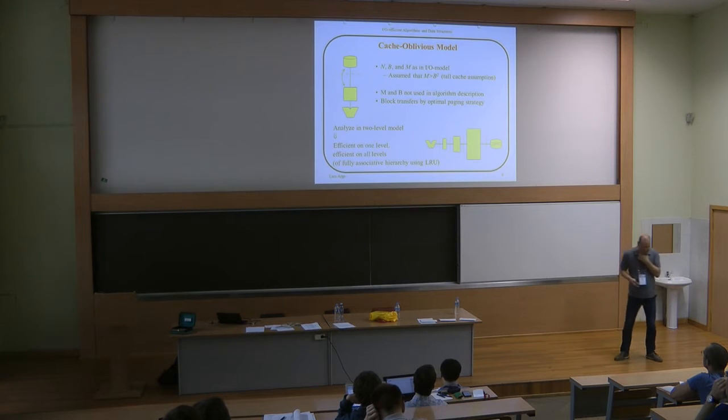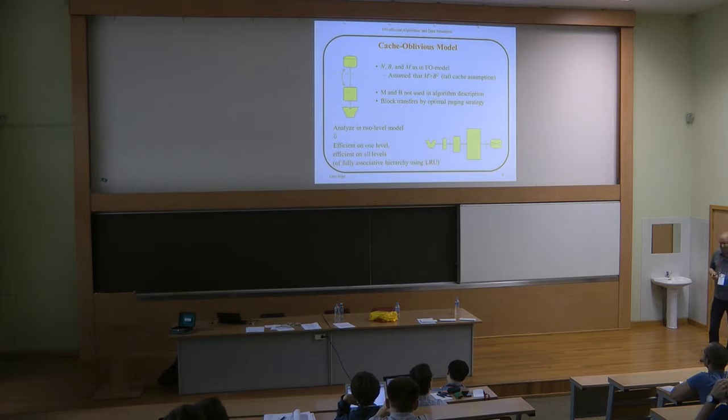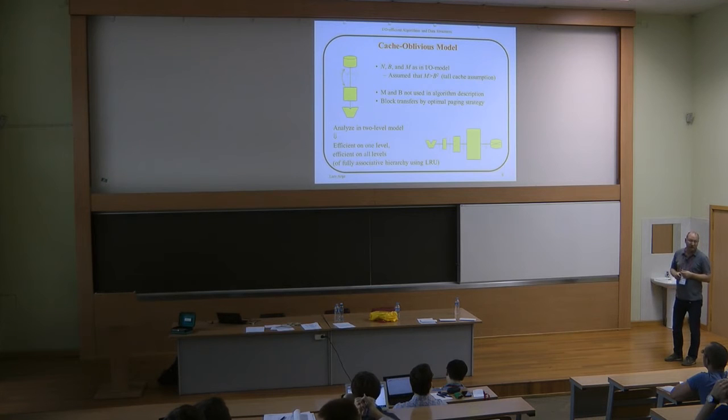Cache oblivious algorithms are algorithms where we also work in the IO model with the same parameters, except that we're not allowed to use m and b in our algorithm. So therefore we have to assume that somebody else is doing the IOs for us. So we assume that it's an optimal paging strategy that does it. Then when we analyze algorithms in the IO model with m and b, if we see that an algorithm is efficient or even optimal, then it actually is automatically optimal on all levels of any hierarchy, since we didn't use m and b. So we didn't tune it to some particular hierarchy, and therefore it's optimal on all levels.